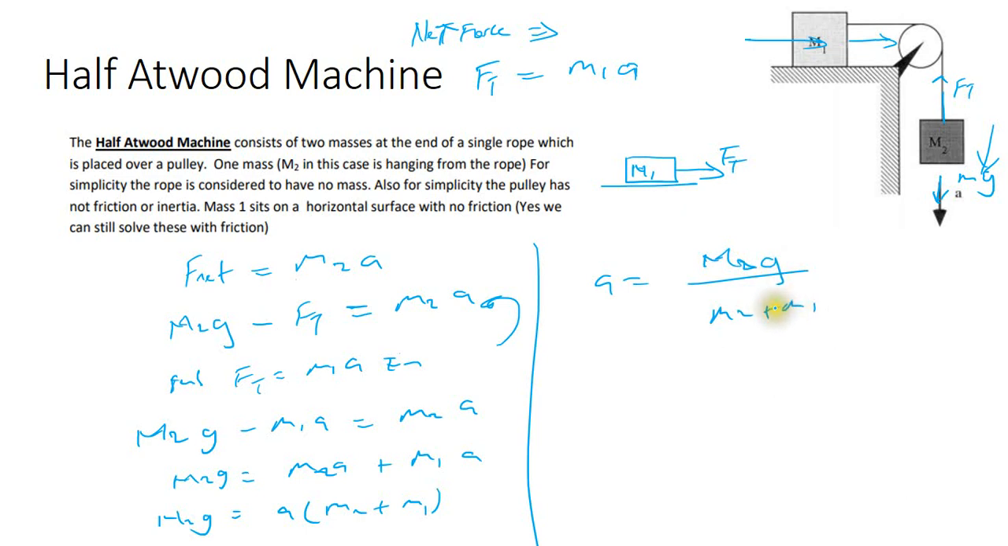So that's what you would do if you ever get a problem like this. You would just use this formula here, or you just take it from all of what we did a while ago regarding the tension force, equating them, substituting, and coming down to that equation that says a is equal to m2 times g divided by m2 plus m1.